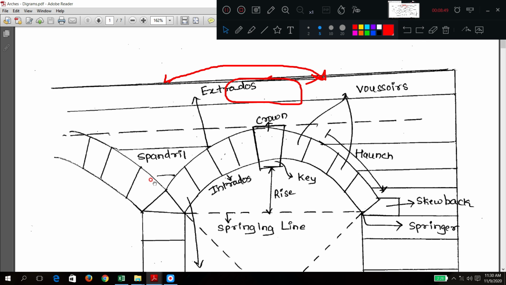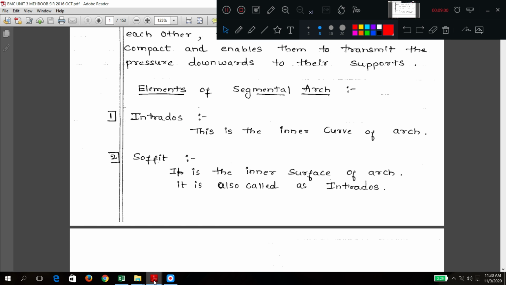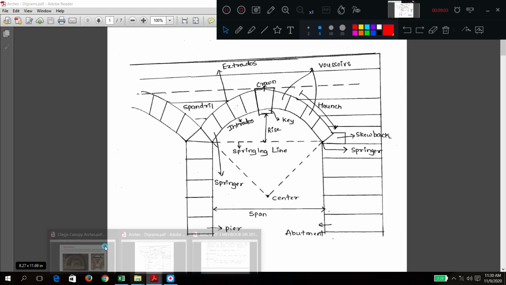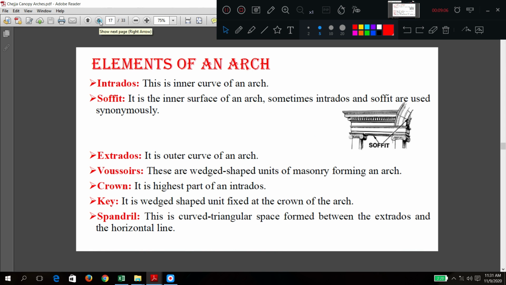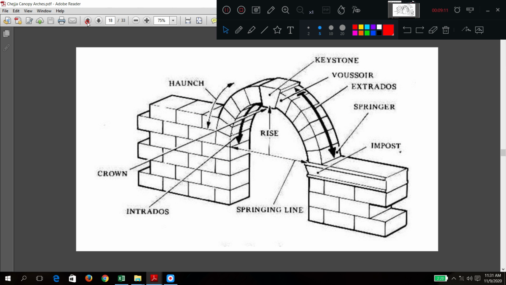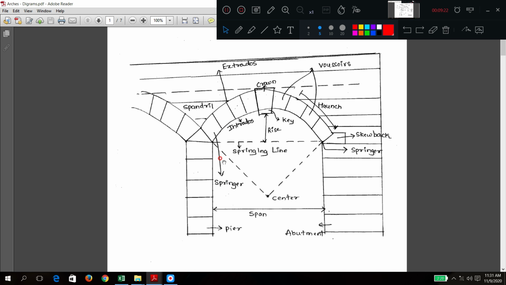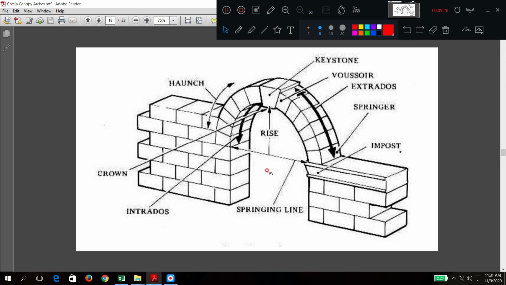This is a typical section, or you can say diagram. First we will understand the different parts through this diagram. Later we will discuss them one by one. You can also see this diagram here, which can be used as a reference. Later we will go to the explanation part. This is a diagrammatic representation. This type of diagram you need to draw in the exam. This is for your understanding purpose.